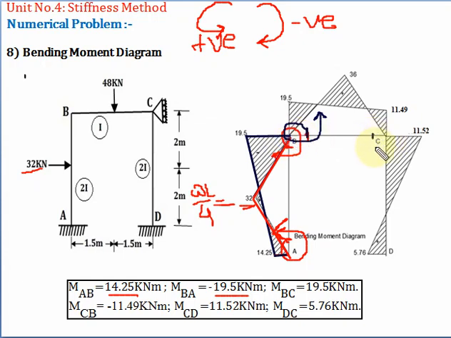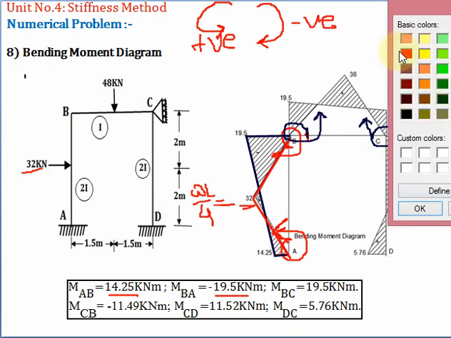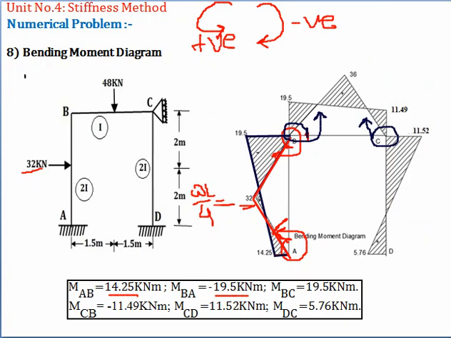Now what is the moment in member CB? Minus. Minus means you have to keep the pen nearer to C and you have to rotate the joint C in clockwise direction. The value 11.9 is above the line. Now you have to join by a straight line here.